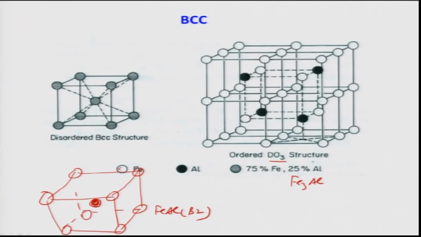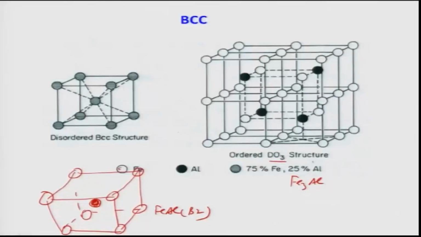Okay. So, that means the central atom is aluminum and the corner atoms are iron, but this again is not different because the ratio is exactly 1:1. So, now if I join 8 such unit cells in all the directions x, y, z, what will happen? What will the picture be?